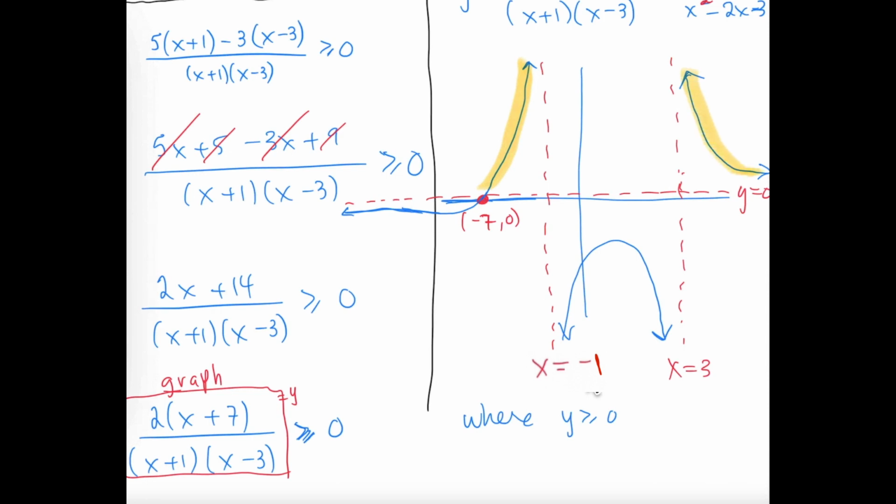So the solution set is going to be from -7 to -1, union from 3 to +infinity. We're not going to include the 3 because it is an asymptote. It's not in the domain, so it's not part of the solution set. The -1 is not included because it's an asymptote. And the -7 is actually, yes, included because that has a y value that's equal to 0. So this would be our solution set.